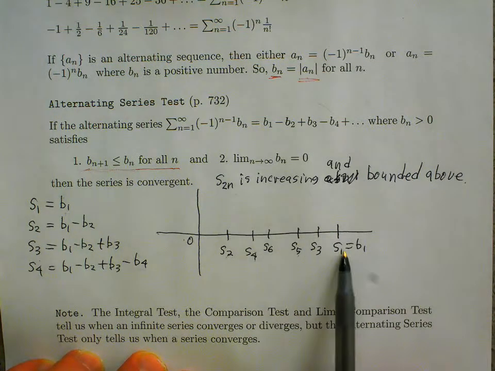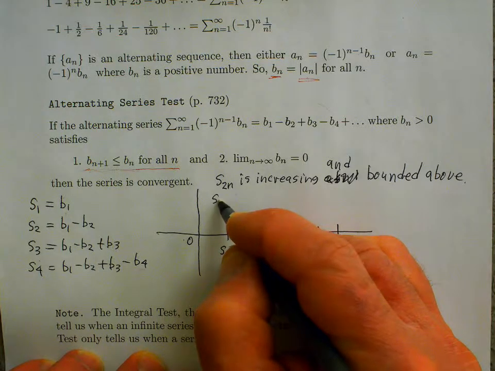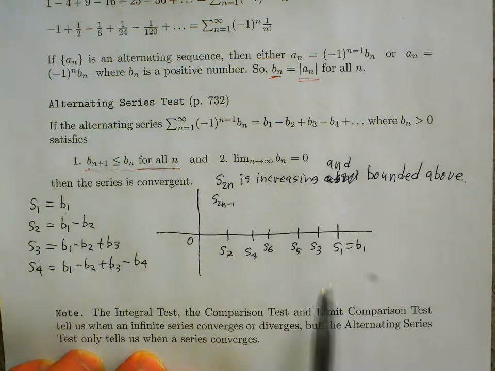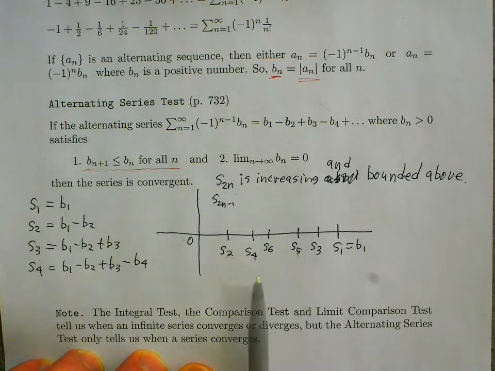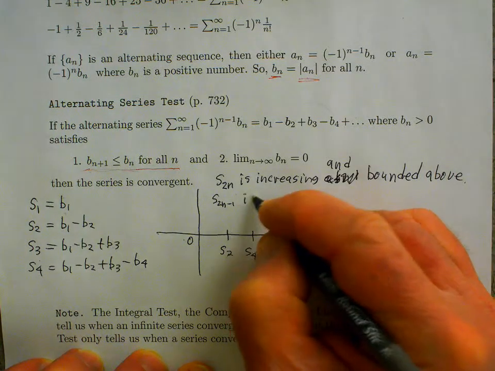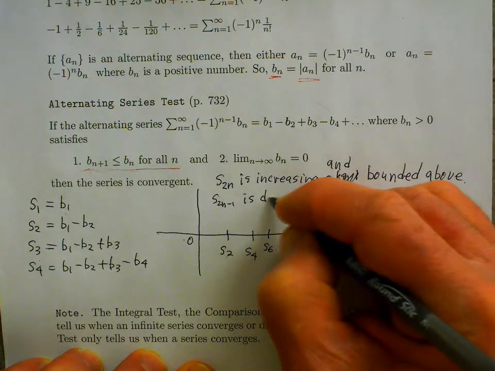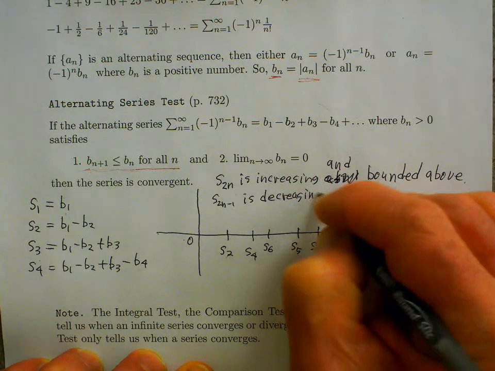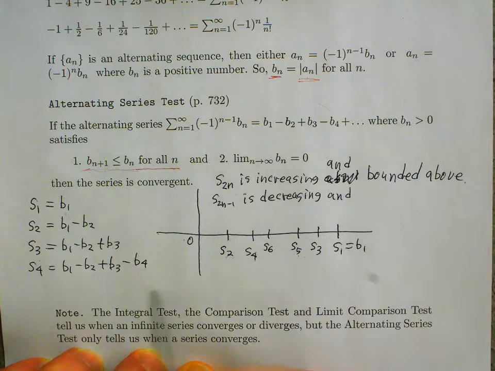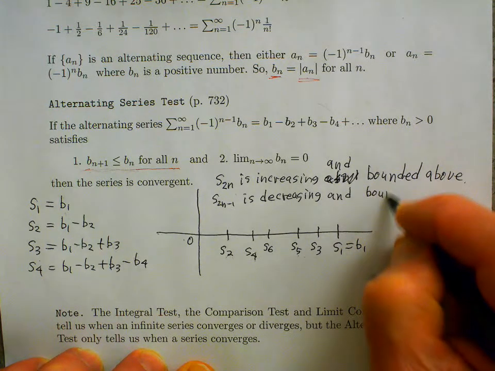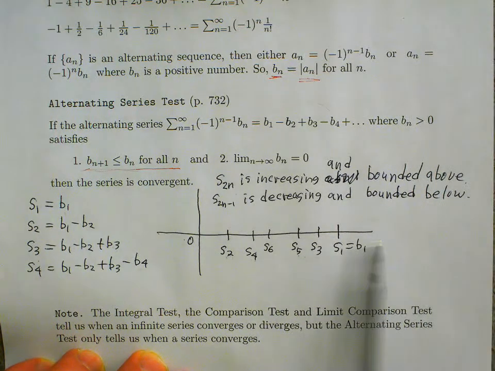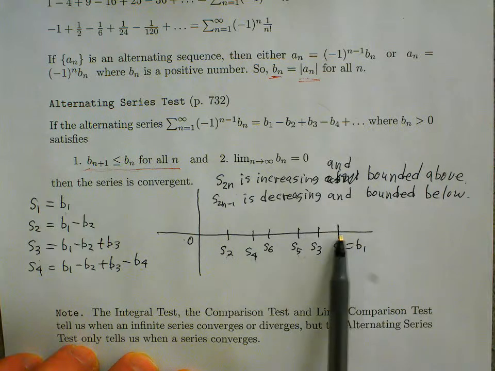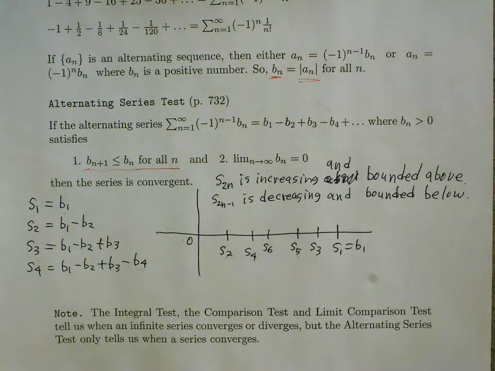And the sequence of odd terms, S sub 2n minus 1. So what is the sequence of odd terms doing? This sequence is decreasing, and it's bounded below. So it's also a monotonic sequence that is bounded in the direction that it's headed. So it also has a limit.